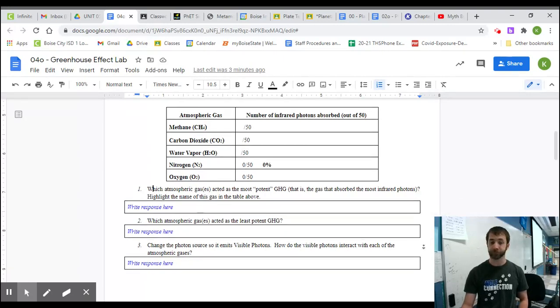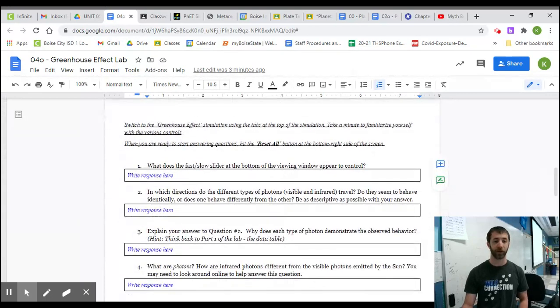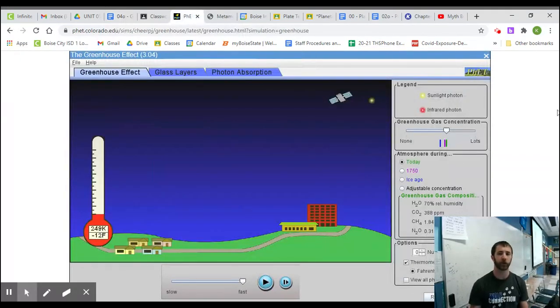Moving forward, we're going to go down to the next page, which asks us to switch our simulation over to the greenhouse effect. All right, so here we go. Make sure you're familiar with your questions, and I'm just going to let this play through for a moment. The first 4 questions in this second section are just asking you to make observations or even do some research. So I'm just going to let it play for maybe 30 seconds for you to observe what happens.